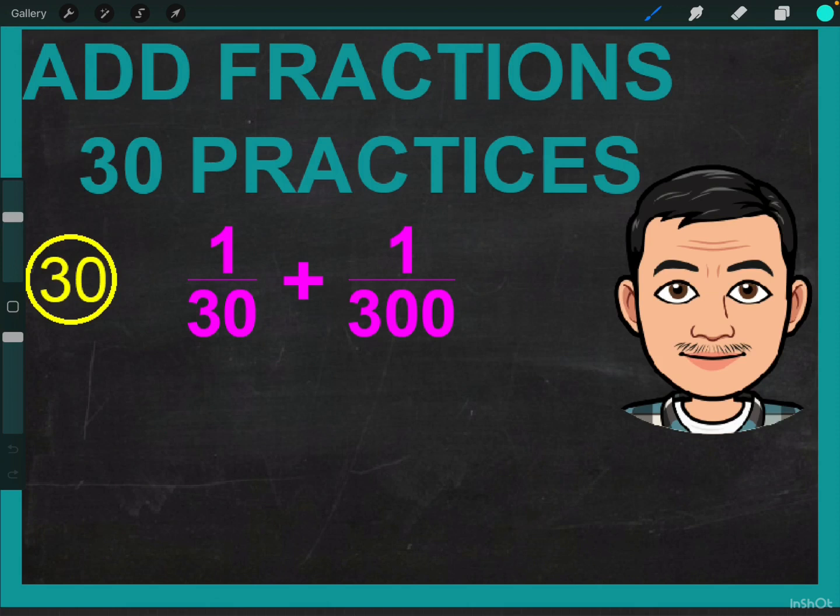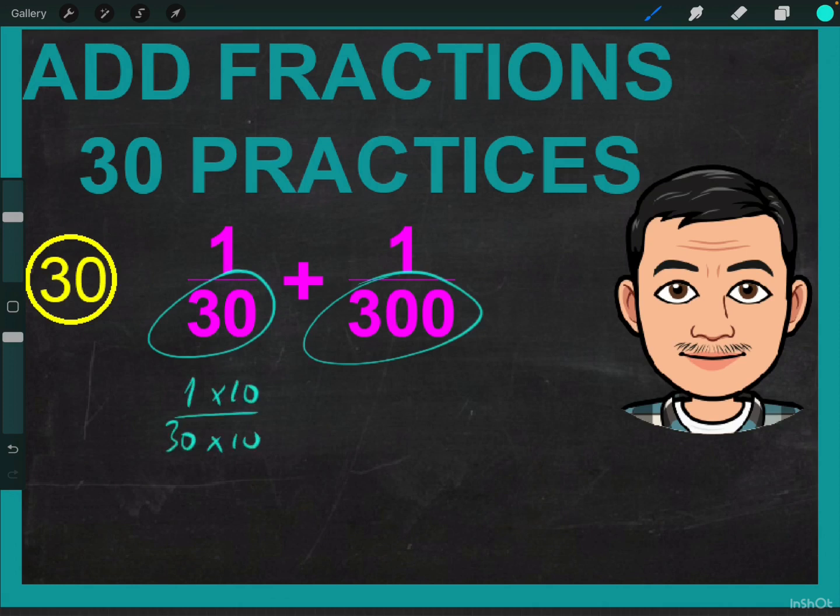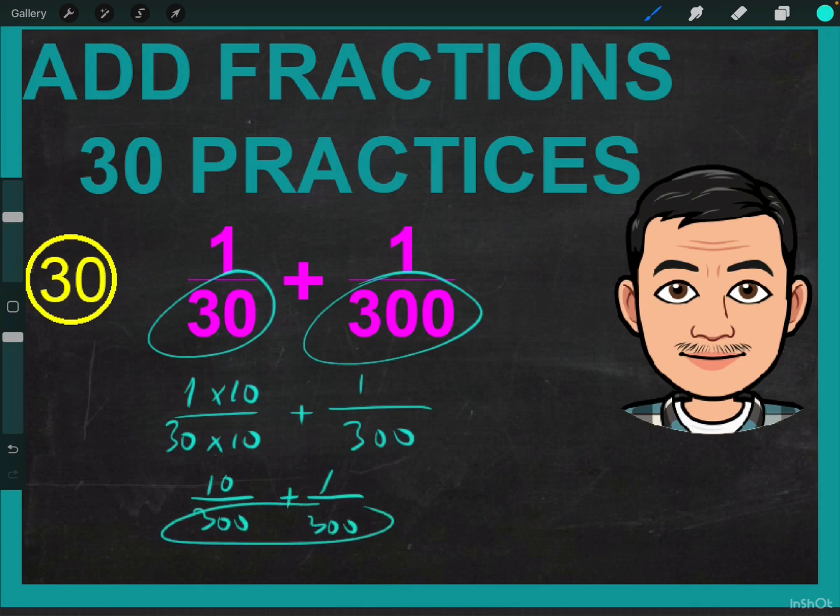Bracket number 30. We have two fractions with different denominators, 30 and 300, and we can see that 300 is 10 times bigger than 30, so we will convert the first fraction 1 times 10 over 30 times 10, and the second fraction we just write again, and this is 10 over 300 plus 1 over 300. Now they have the same denominator, so we will write again 300, and we will add the first numerator and second numerator. We got 11 over 300. That's the answer.